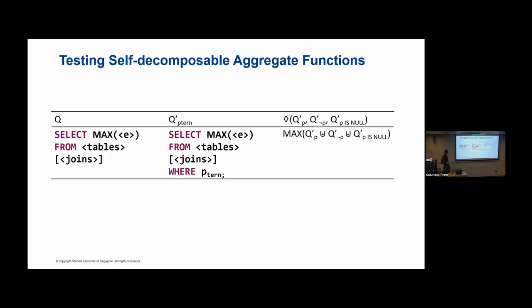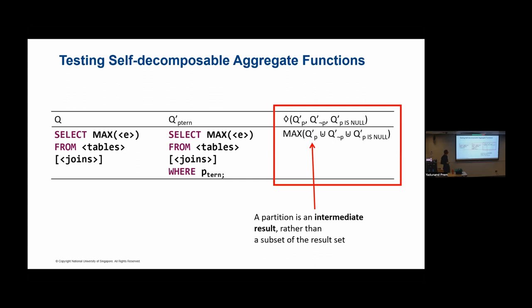Next, I want to show you how we can apply this to test one other category of features, namely aggregate functions, which compute the result over multiple rows. And specifically, let's first look at the MAX aggregate function, which computes the maximum value. And here, the original query and the partitioning queries look just like before, right? But the composition operator is a bit different, because now the partition is an intermediate result, namely the maximum value computed over the set of rows, rather than a subset of the result set. And this means we still need to compute the overall maximum value, which we do by just applying the MAX aggregate function again in the composition operator.